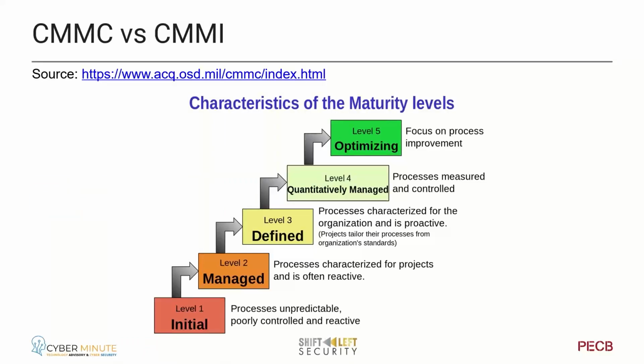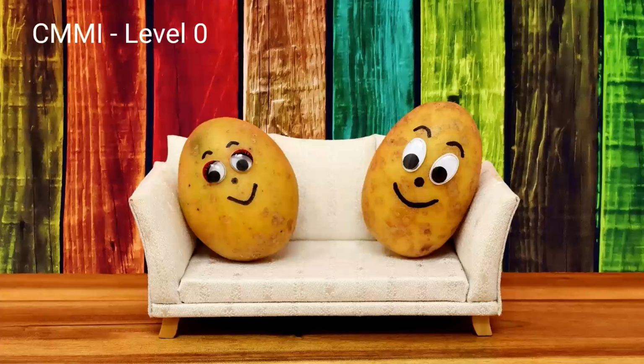Remember the CMMI, so we have level 1 up to level 5, and now you see very easily the comparison between the CMMC and the CMMI. In essence, to quickly go through the levels, you remember level 0 is not mentioned, but actually not implementing it, referring to the couch potatoes here, is out of scope. And if you don't have any program at all, you can consider that as level 0, not implemented.